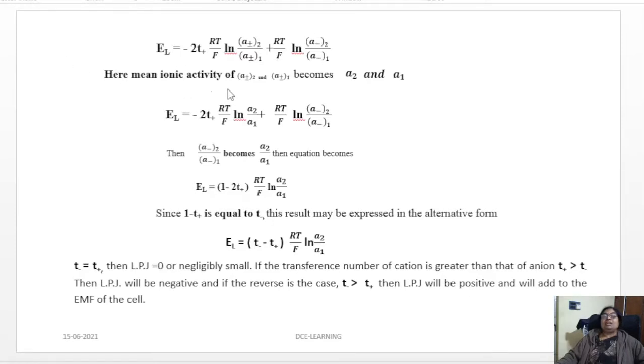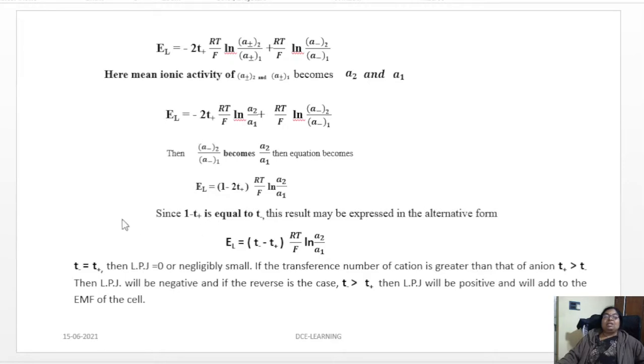Here the mean activities a1 and a2 are used, and the ionic activity ratio of the anion, a2 by a1, becomes the same a2 by a1. Then the equation becomes E_L equals (1 minus 2 t plus) RT by F ln of a2 by a1.